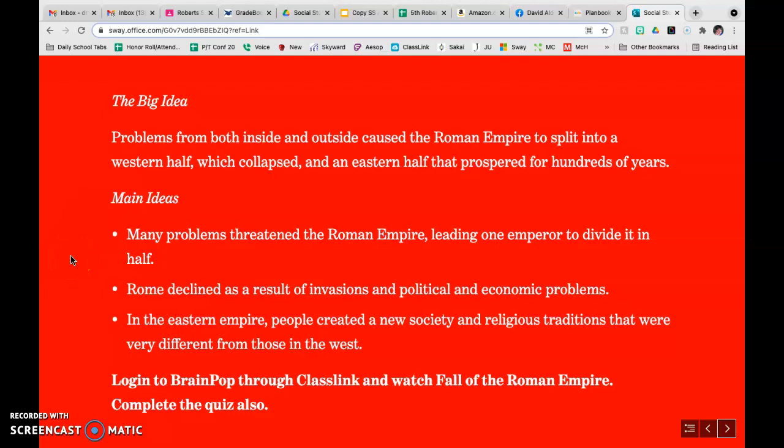The three main ideas: many problems threatened the Roman Empire, leading one emperor to divide it in half. Rome declined as a result of invasions and political and economic problems. And in the Eastern Empire, people created a new society and religious traditions that were very different from those in the West. You're going to log into BrainPop through ClassLink and watch the fall of the Roman Empire, and complete the quiz as well.